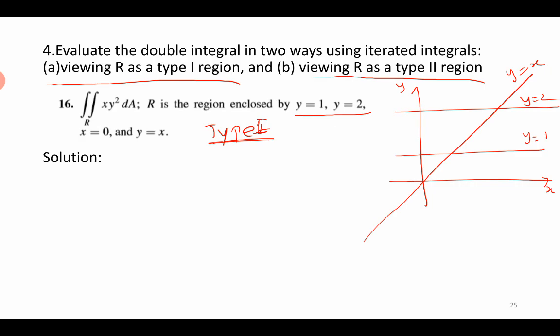So all the three, y equal to 1, y equal to 2, y equal to x have been drawn. What is x equal to 0? x equal to 0 is the y-axis itself. So which is the region bounded by all these lines? This line, this line, this line, all the 4 lines give you a bounded region. This one. This is the bounded region, isn't it? It's not the triangle, only this part. So we are supposed to find the area of this part.